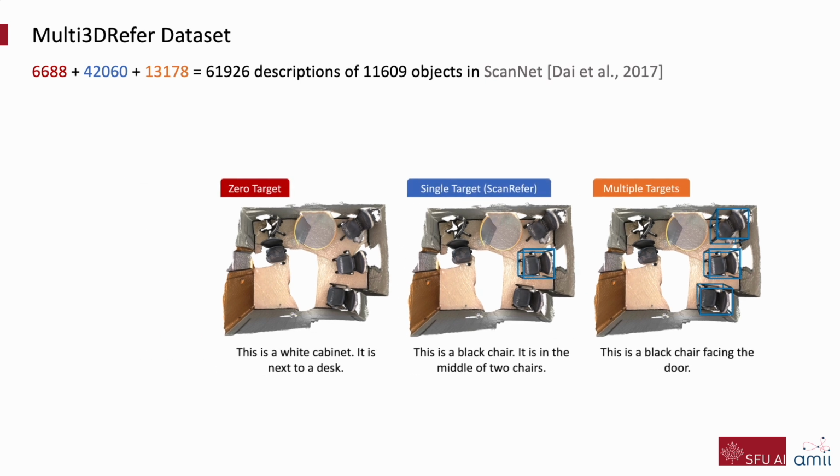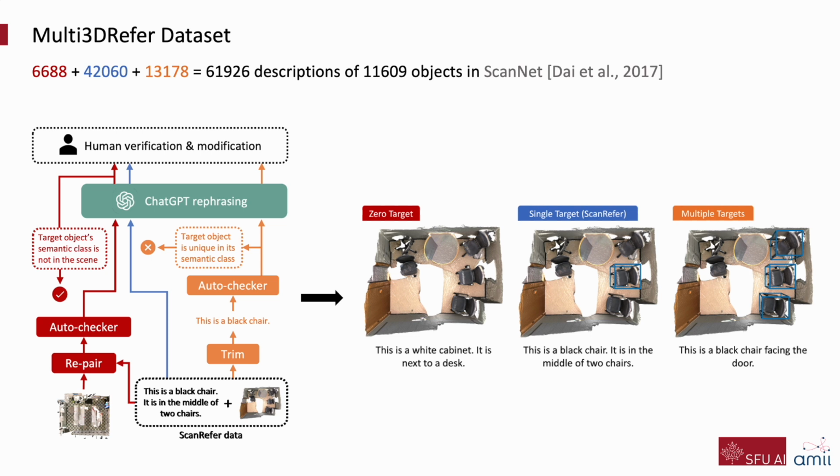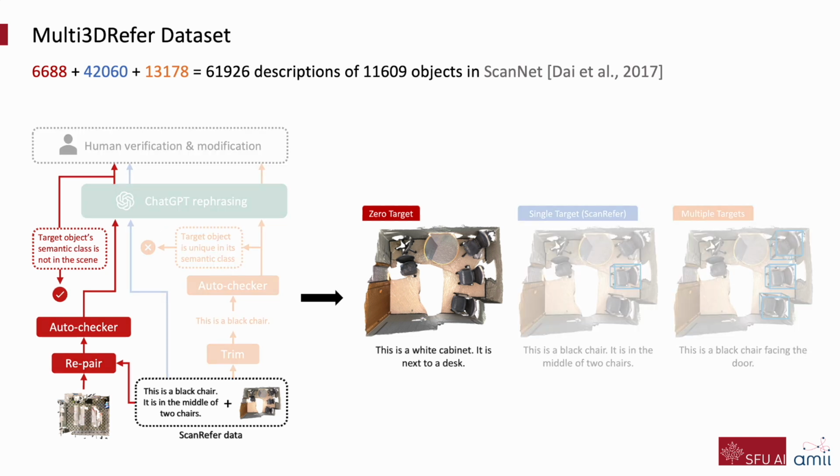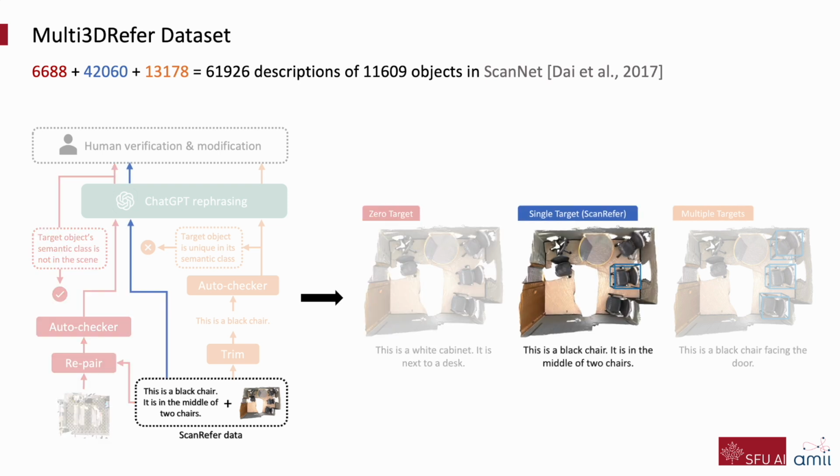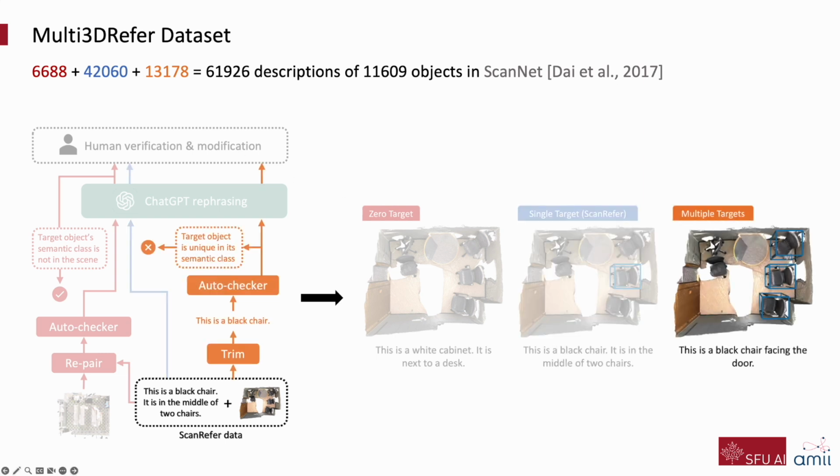To efficiently generate this data, we design a data construction pipeline. To obtain zero target data, we establish negative pairs of scenes with existing descriptions randomly selected from other scenes. For single target data, we directly get them from the ScanRefer dataset. And for multiple targets data, we randomly select descriptions and trim the text to the first punctuation to obtain shorter and more ambiguous descriptions.